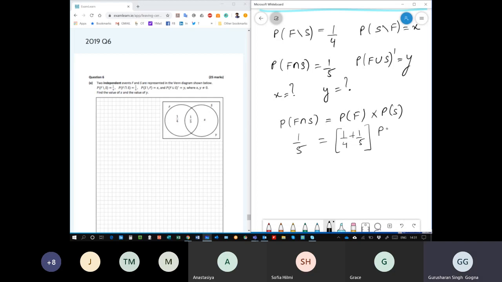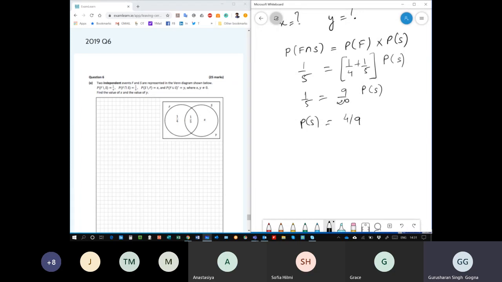We don't know. Let's say, let us find out this probability of S. So probability of S, so this is 1 over 5 and this will give you 9 over 20 if you find the LCM. So the probability of S will give you 4 over 9. But we are not interested in probability of S, we are interested in X value.